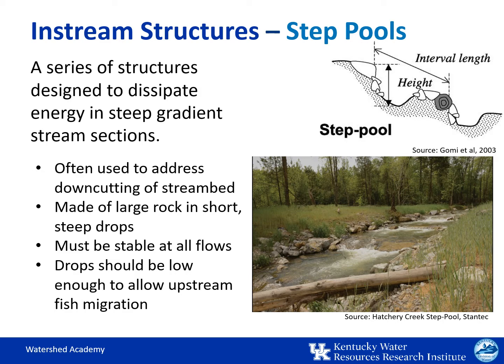So step pools are made of large rock alternating in short, steep drops, which form pools, and then longer areas where the flow will be directed at a low gradient or even slightly uphill. The number of steps is determined by the extent of the drop in the elevation of the stream. The requirement is that the structure has to be stable at all flows, and the rock must be large enough so that it is essentially immobile. The drops must also be low enough to allow for aquatic life to migrate upstream.